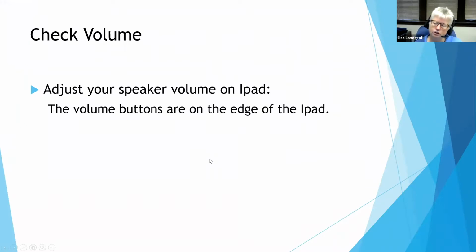So the first thing to do, and I realize you're all muted, so it's going to be hard to do this, is to check your volume. You remember that your microphone is different from your speakers. So if you're having trouble hearing things, that is not about your microphone, that's about your speakers. If you're on an iPad, the volume buttons are on the edge of the iPad. You just have to toggle up or toggle down to get louder or softer.